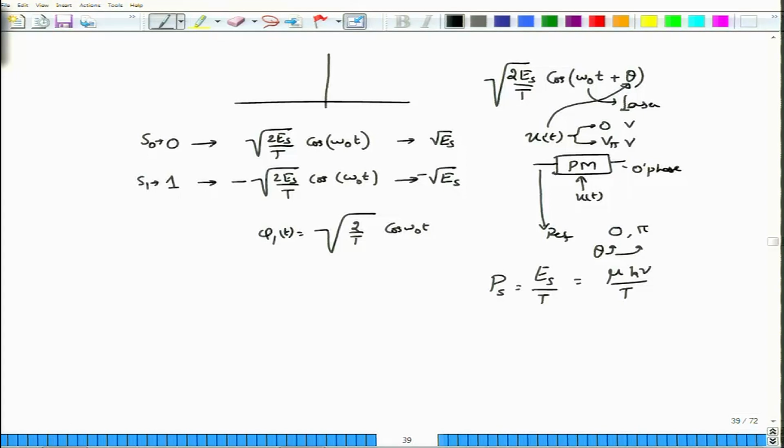Okay, in terms of the constellation, I have 2 points here. One corresponds to square root Es and the other corresponds to minus square root Es on phi 1 of t. This is the in phase component, this is the quadrature component, and I am transmitting this constellation symbol. Okay, so far so good. We have transmitted a binary phase shift keyed signal. This is called binary PSK or binary phase shift keying, and we have transmitted this one.